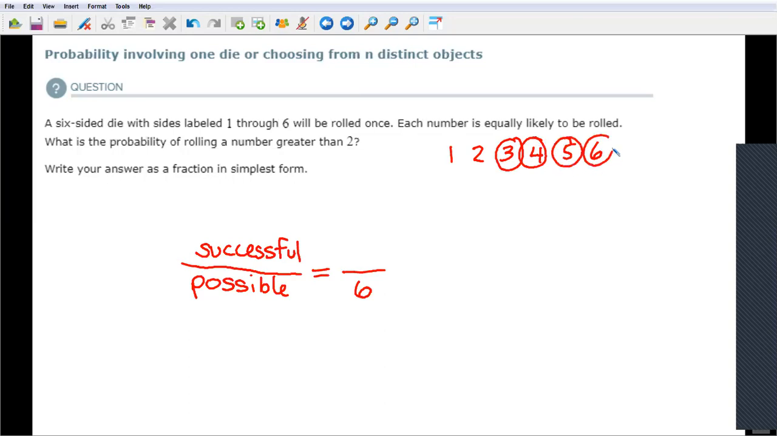So this is where some inequalities come into play, because it does say greater than 2, which means that 2 is not going to be included in this successful outcome group. So out of the 6 possible ways that a roll of the die could end, you would have 4 out of 6 that were successful. And then of course our last step, ALEKS wants your fractions in simplest form. 4 over 6, we could simplify that fraction to 2/3. And that would be your answer.